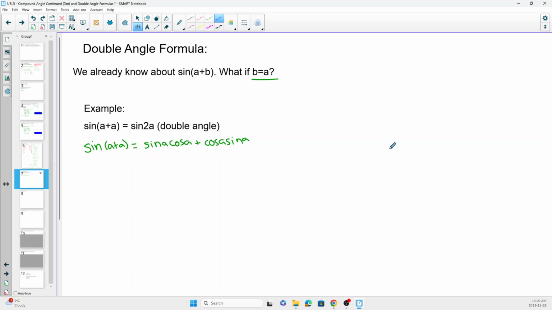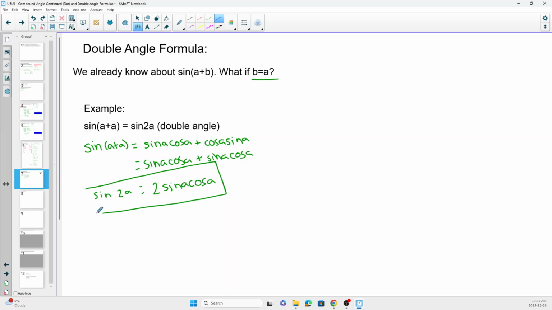Anyway, okay, so sine A cos A plus cos A sine A. So when we write it like this, we just have sine A cos A, and we could rewrite this as sine A cos A plus sine A cos A. And if we have two of the exact same thing, then we have two of them, so we have 2 sine A cos A. And that, my friends, is the double angle. Actually, let's not write it as A plus A. Let's just write it as sine 2A. That is your double angle formula for sine. So sine 2A is equal to 2 sine A cos A, and that's it for that one.